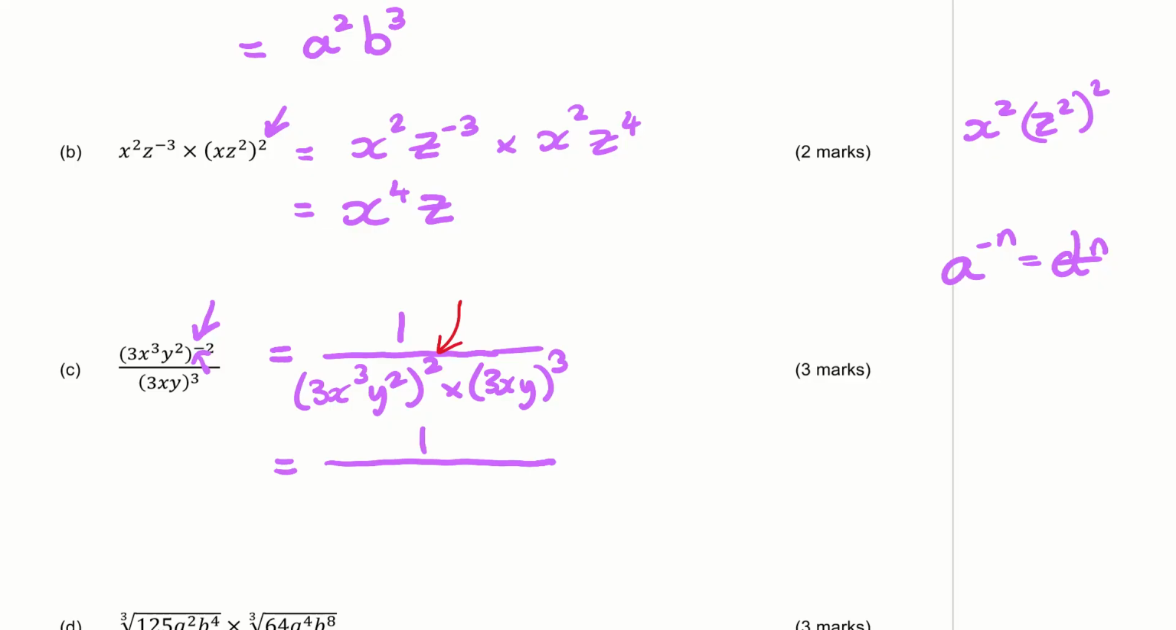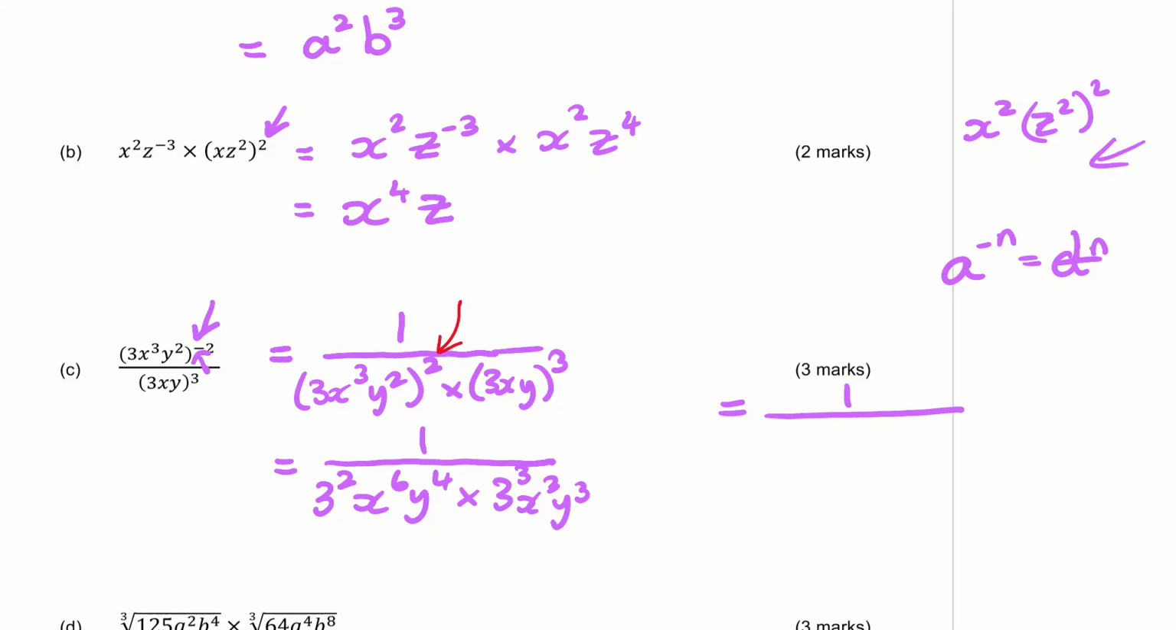So 3 squared, we might make that into 9 in a minute. Let's leave it there. X cubed squared is x to the 6, as has happened with the previous examples that we did over here. Then we have y to the 4 times 3 cubed, x cubed, y cubed.